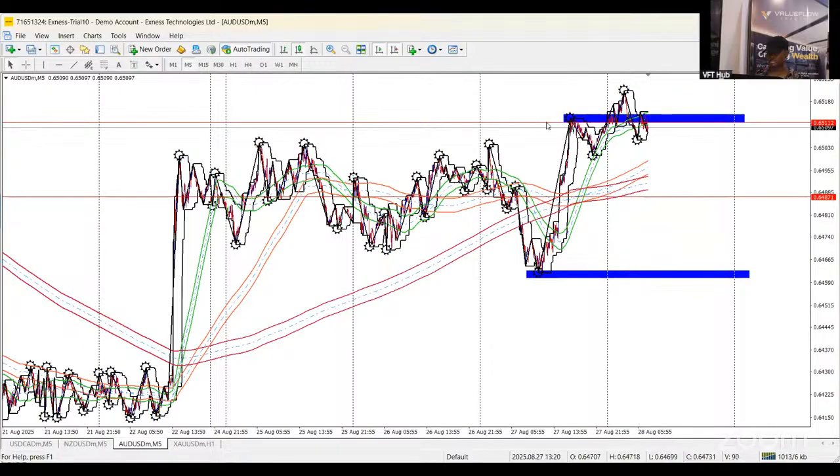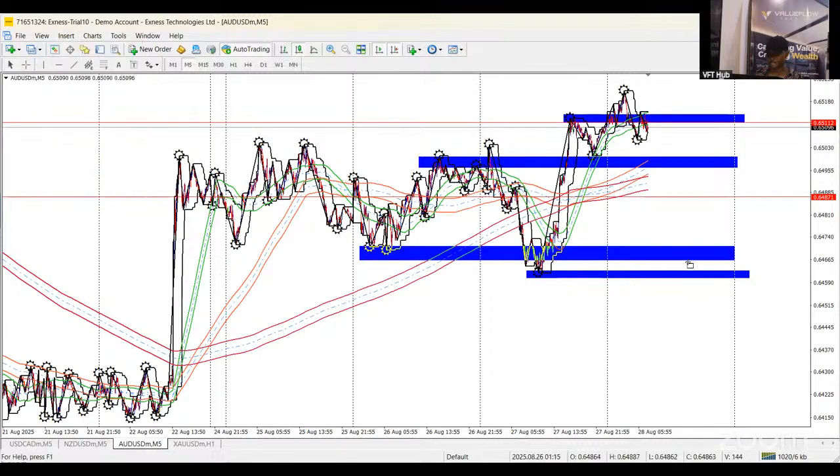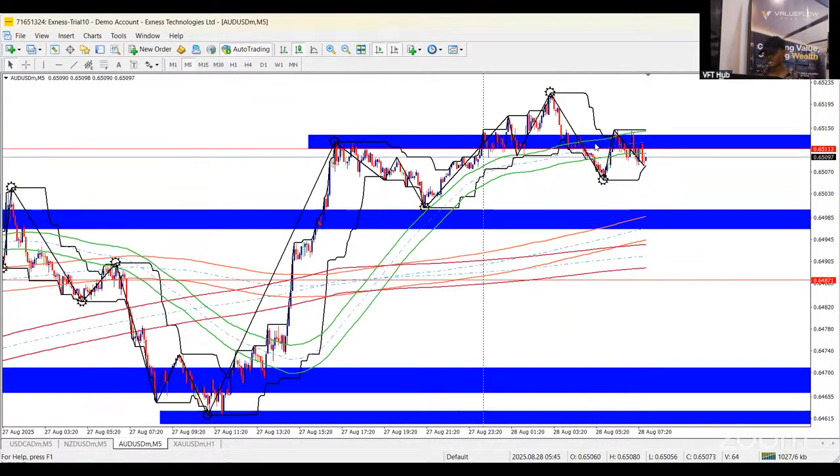So we have a double confluence around this level with our H1 point of interest, and then the before yesterday's high, the before yesterday's low. You can see how tight it is. The gap between these levels is quite tight. Now, this is two confluences. Price is looking like it's already breaking through.